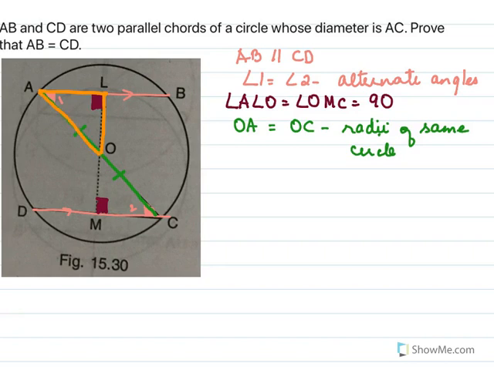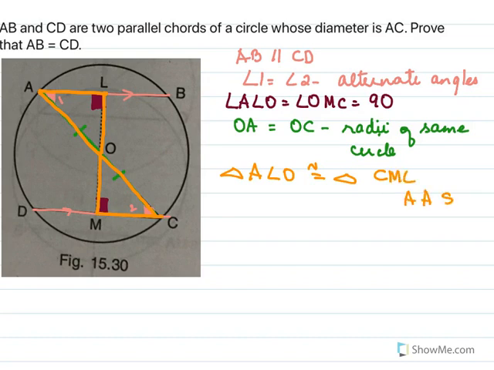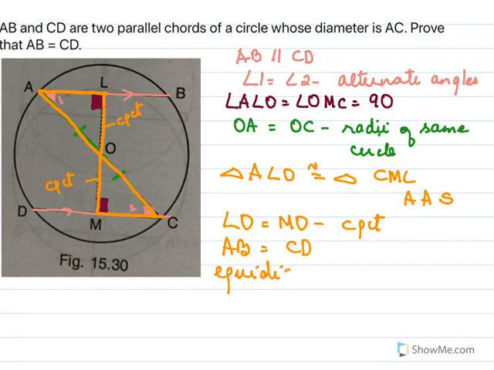ALO triangle is congruent to OMC by AAS test. Triangle ALO congruent to triangle CML, that is by AAS test. If they're equal, then I can say by CPCT, these two sides are equal. So LO equal to MO by CPCT. So the distances are equal. These are the distances. So therefore I can say AB equal to CD. Equidistant chords are equal.